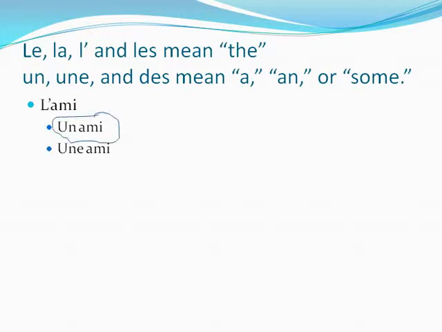If you guessed un ami, you are correct. Way to go. Because that's a male friend. Now we've got l'ami. This is a female friend. Is it un ami or is it une amie?